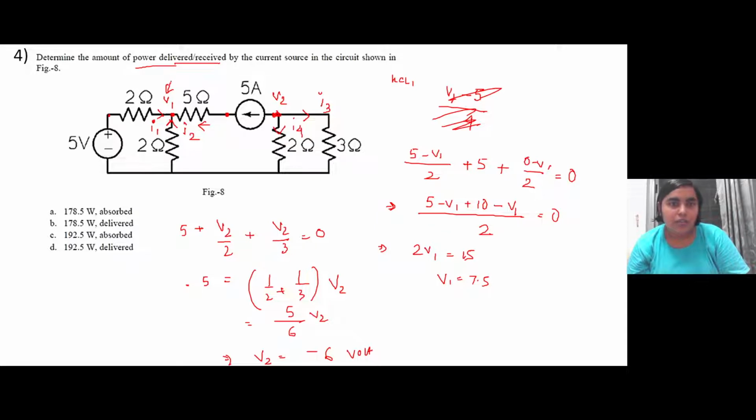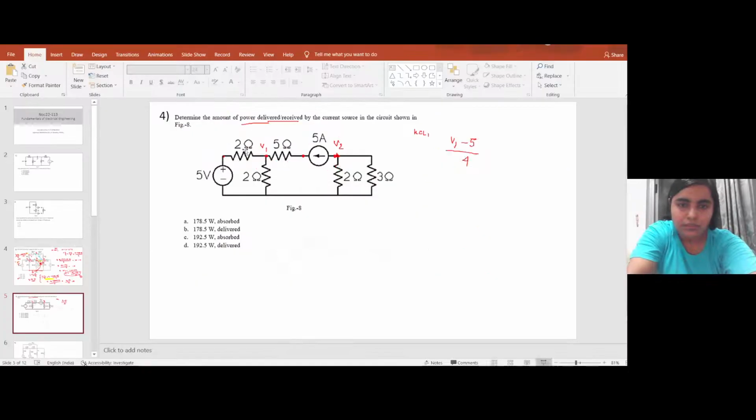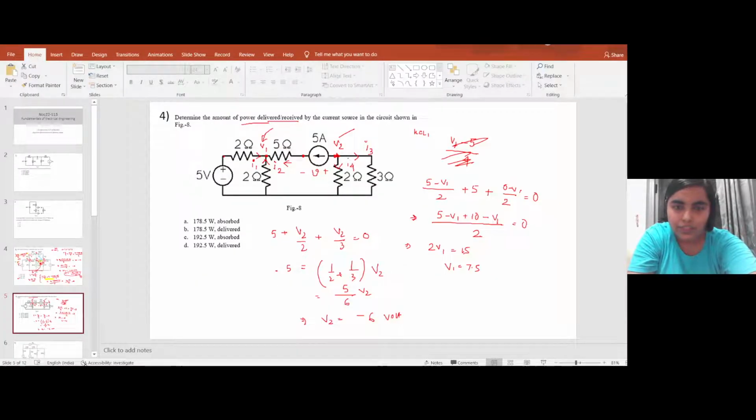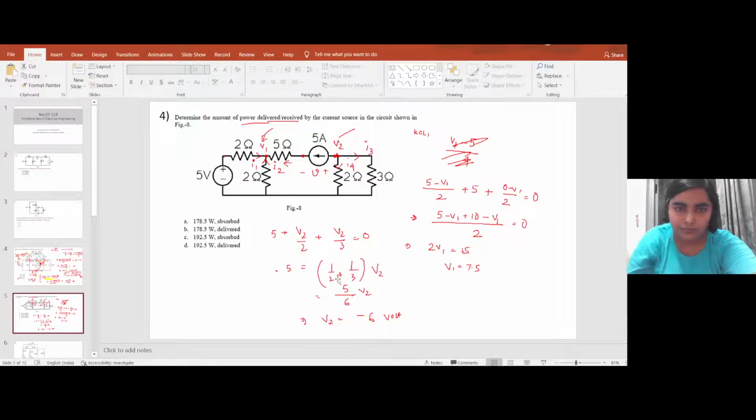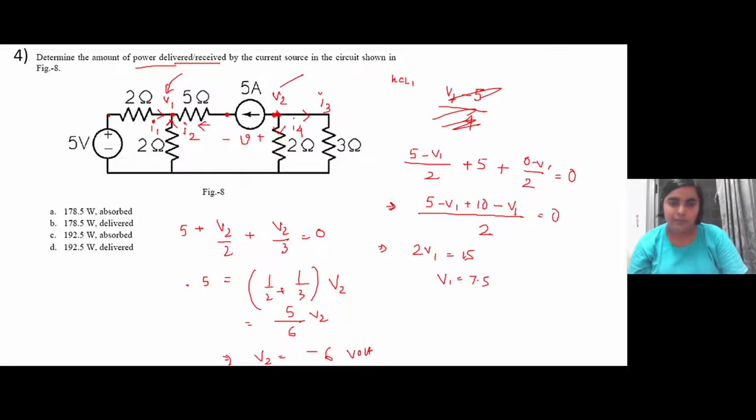Now that we have the node voltage of V1 and V2, can you calculate what will be the voltage across this particular current source? Let's assume this is V. Can you calculate V? You already have the node voltages. I would like you to calculate the value of V. Please calculate V and either unmute and speak up or write it in the chat box.